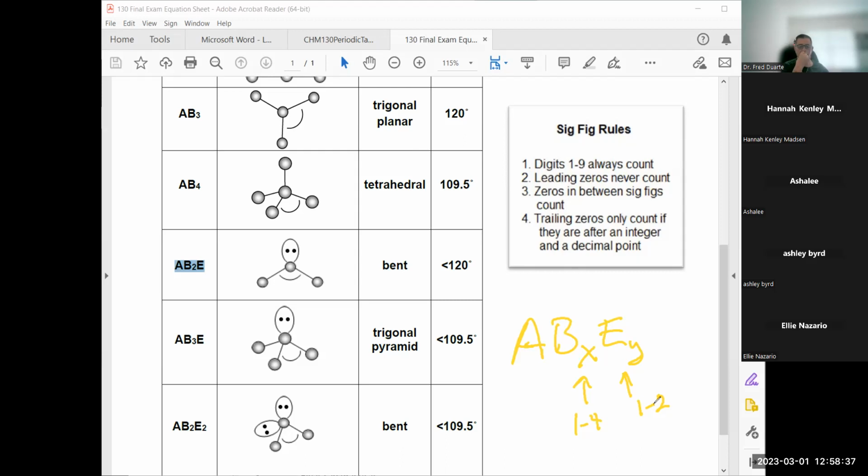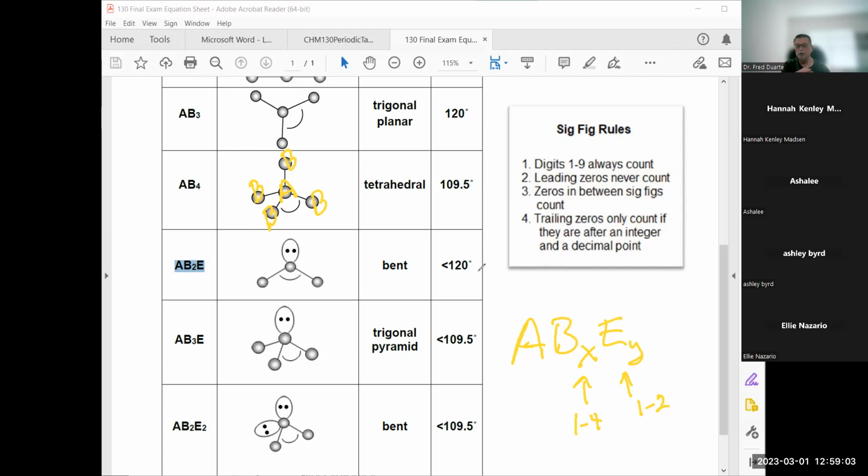So A is the central atom. What is B and what is E? B is always whatever is bonded to the central atom. Notice this one here. There's A, and then we got 4 B's around A. Okay. B is whatever is bonded to the central atom. They could be the same or they could be different.